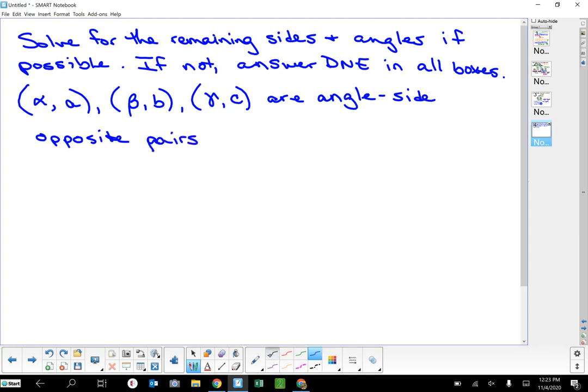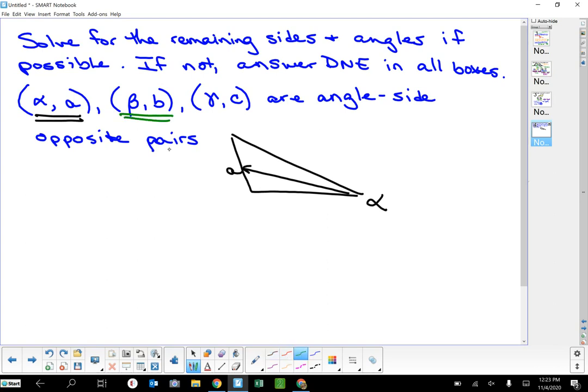So what that means is if you have a triangle, wherever you put alpha, A is going to be the side that is across from it. Wherever you put beta, B is the side that's going to be across from it. And wherever you put gamma, C is the side that's going to be across from it. And you can put those wherever you want. You just need to know that one is an angle, one is a side, they go together, okay?